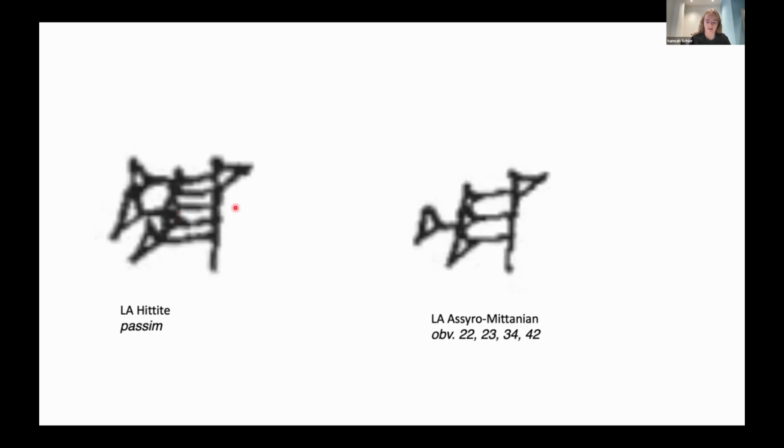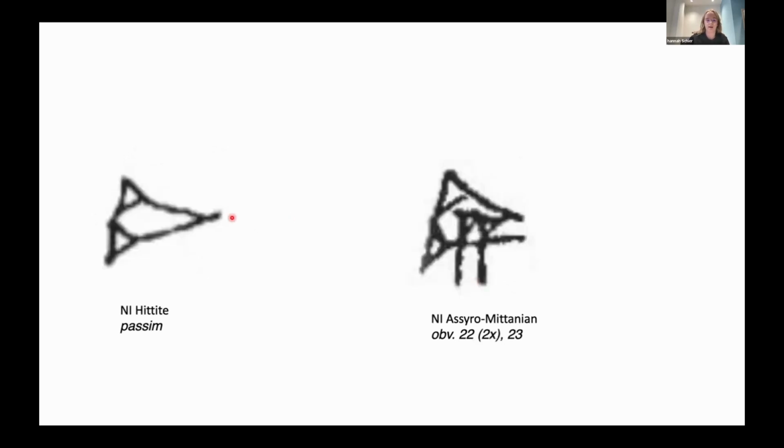The sign La. Same structure, Hittite on the left. The internal symmetry is redistributed. Strokes are repositioned, carrying the local tradition. And the Assyro-Mitannian on the right has a different internal logic, a different weight distribution, and a different relationship between the strokes. And Ni. As you can see in the attestations of the foreign variant here, it appears suddenly in the middle of otherwise standard passages written in the Hittite ductus.